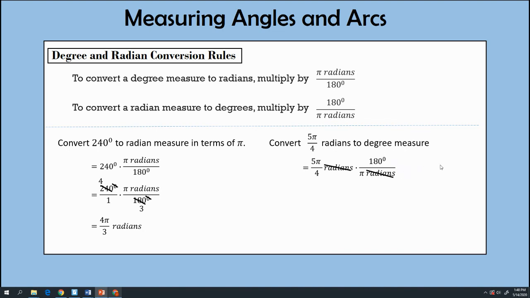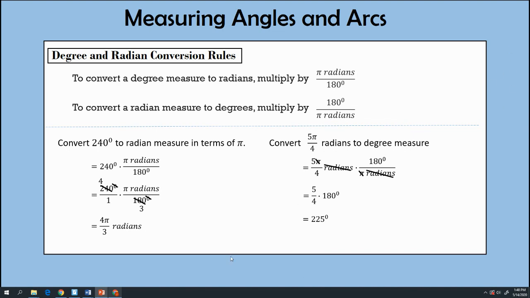The second thing you'll always get is the pi's will cancel. That's a number, right? Pi is a number. I cancel it. I got the same top and bottom. Cancel it. So you're left with 5 fourths times 180 degrees. That's 225 degrees. So that's how we convert back and forth.